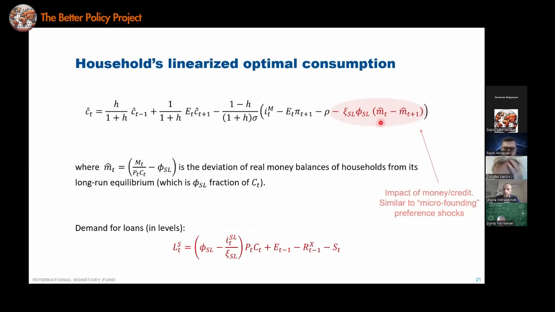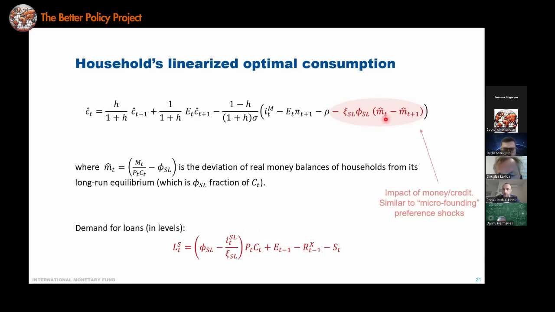Yes, the more intuitive interpretation is, so what does M_t hat stand for? It's essentially how much real money balances deviate from the consumption level. So if real money balances are higher than consumption in the current period, then it means that households will be increasing their consumption to make sure that money balances and consumption become in sync again.